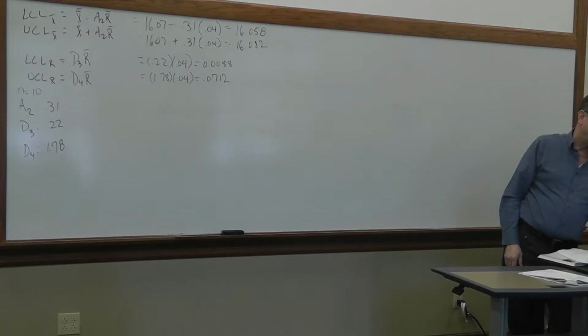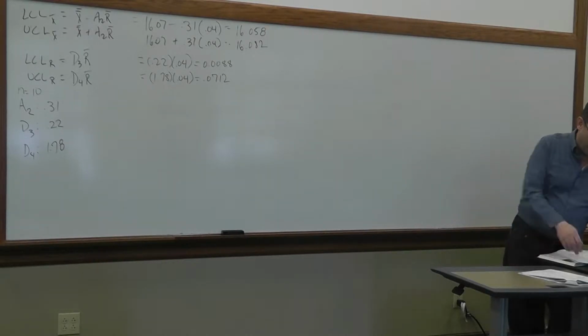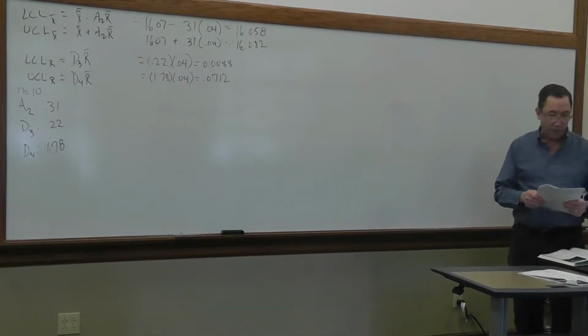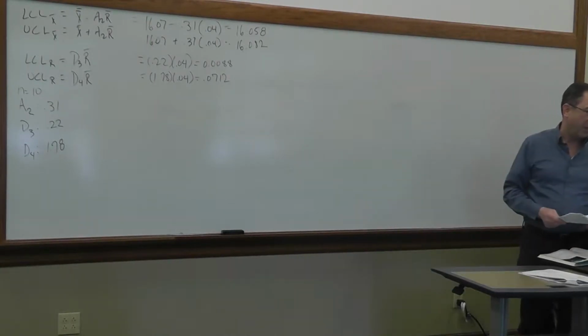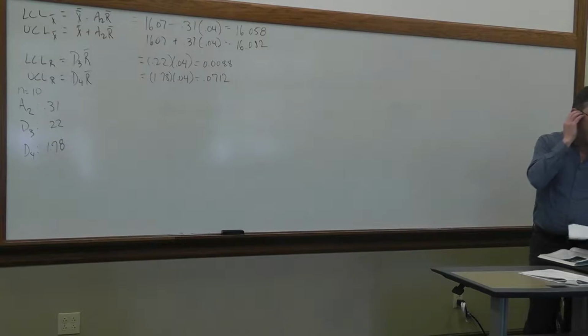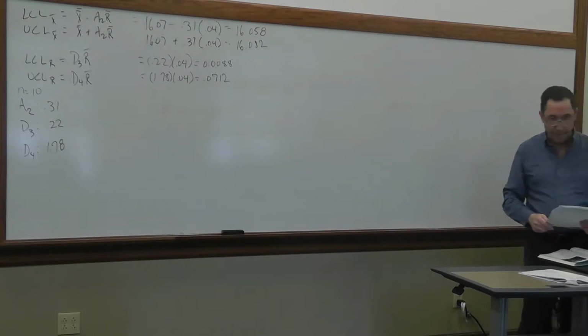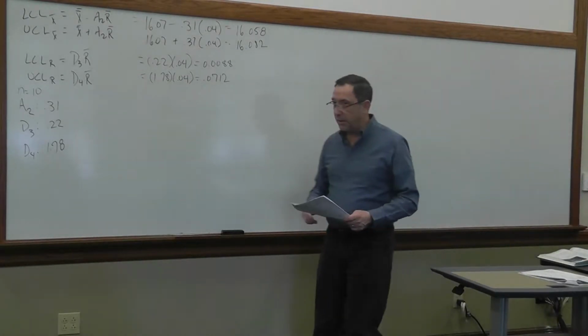Okay, so on this problem, calculate the center line and control limits for both X bar and R chart. So I asked for all of them. Okay, that's why we did that. Other than that, everything makes sense. I was just looking for knowing. Okay, any other questions?